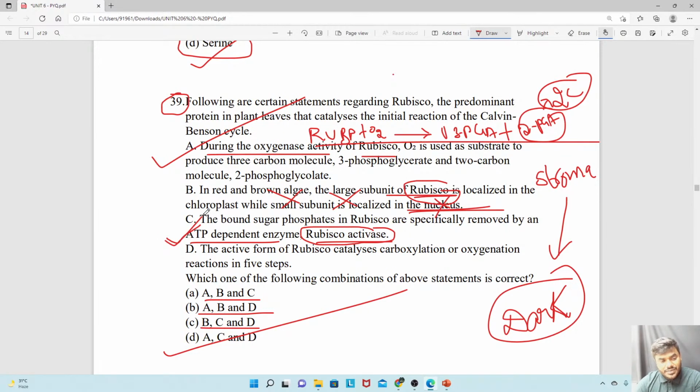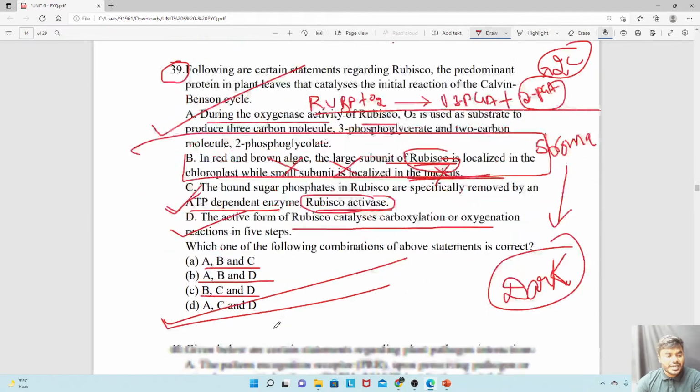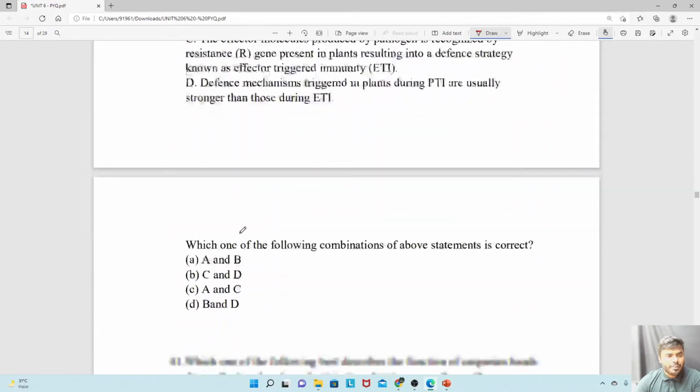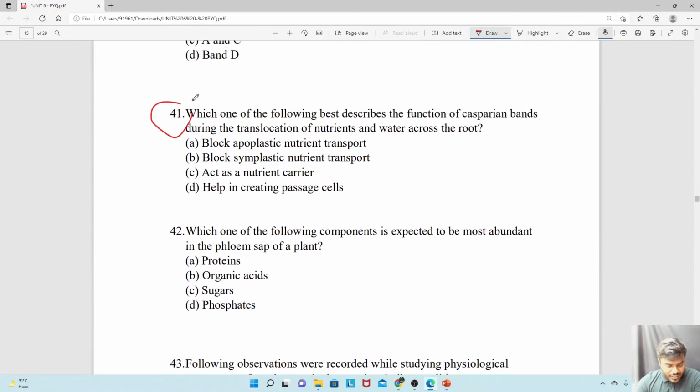C is right, friends. Option D, the active form of Rubisco catalyzes carboxylation also, oxygenation also. Even though you feel option C is a difficult option, even though you don't know option C, by eliminating option B, you can directly come to a conclusion. Option D will be the correct and most appropriate. Okay, that's good. I hope everyone understands that correctly.